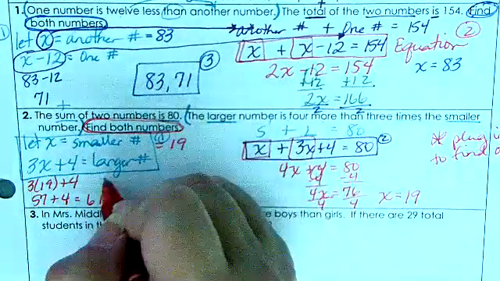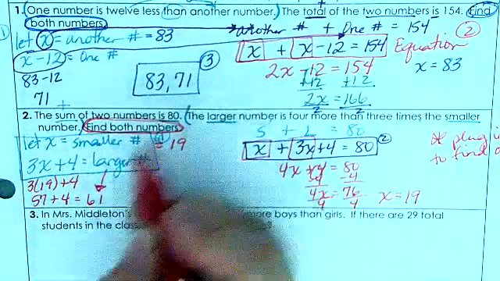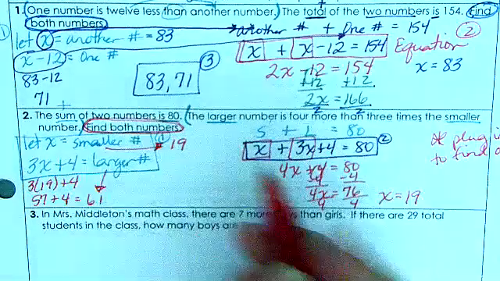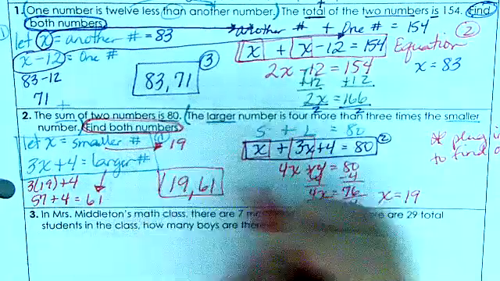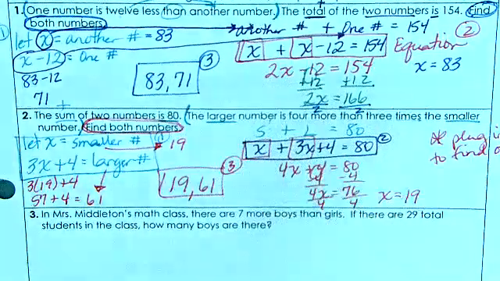So I have that the larger number is 61. The smaller number is 19. So my answer is 19, comma, 61. And there's part 3. Okay, here we go. Moving right along, number 3.